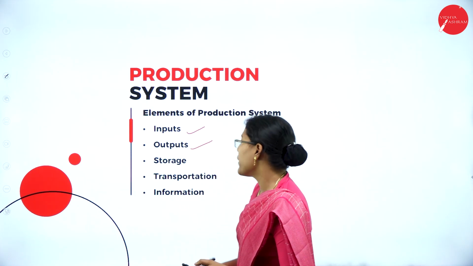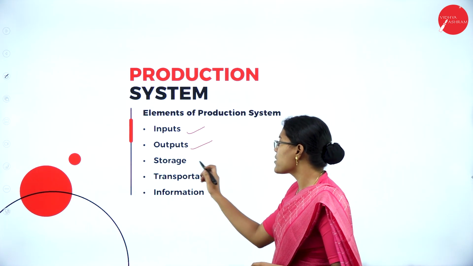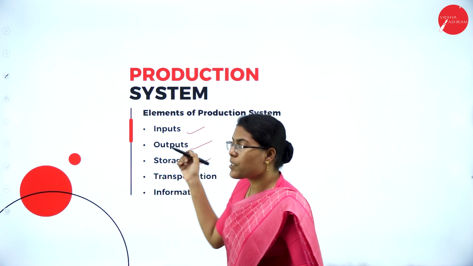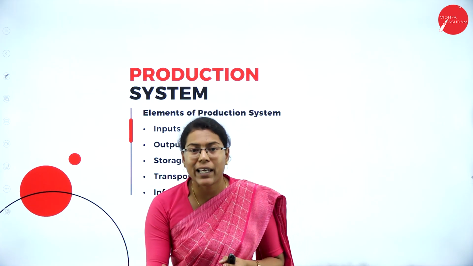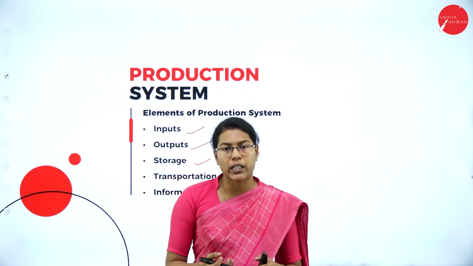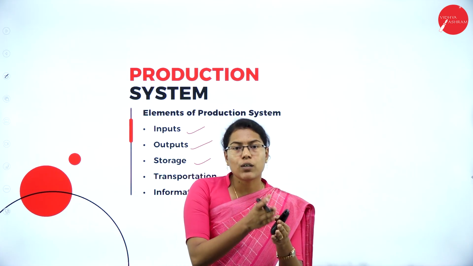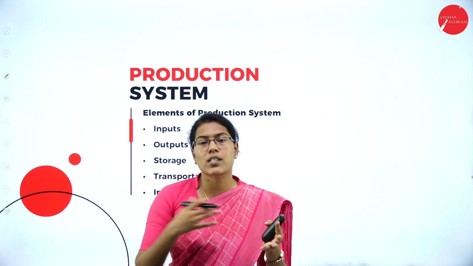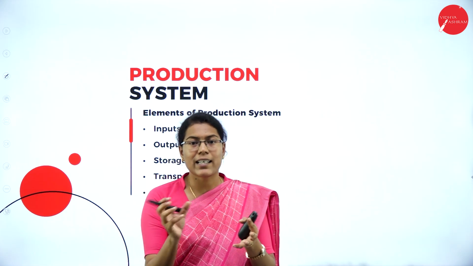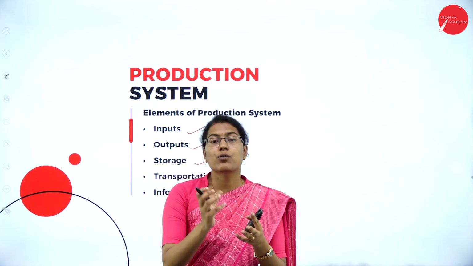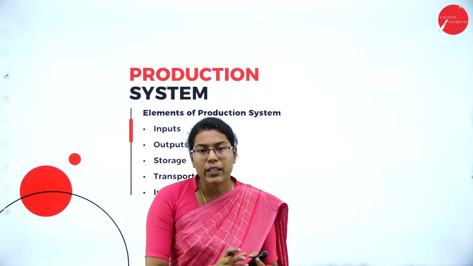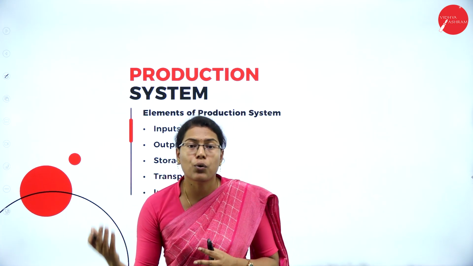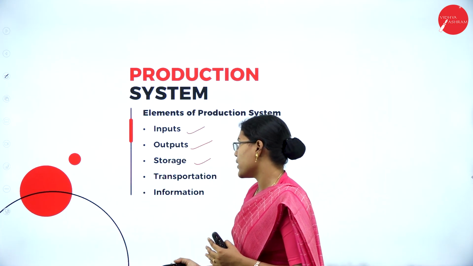The next element we have in a production system is storage. The production system also involves storage because there is a need for a place for storing the raw materials, or for moving the raw materials from one process to another process. There is a gap between that. So in order to store the materials that are in movement, or the raw materials, or to store the finished goods, we need a storage facility.